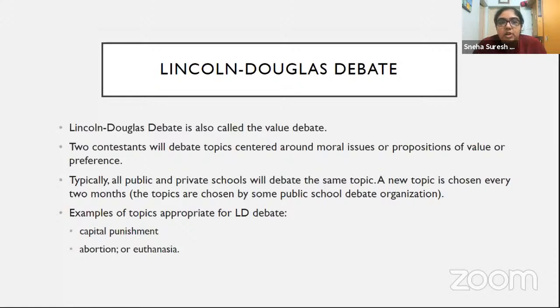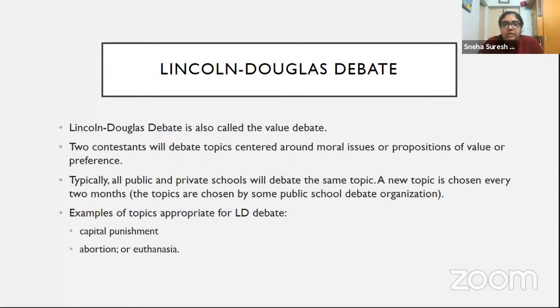So after each round, one of the members, the moderator, will decide which side has won the point. And after the pre-decided number of rounds, they look at who has the more number of points, and that person is declared the winner of the debate.